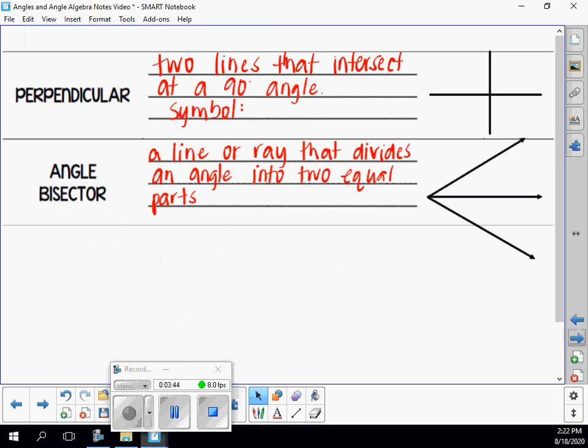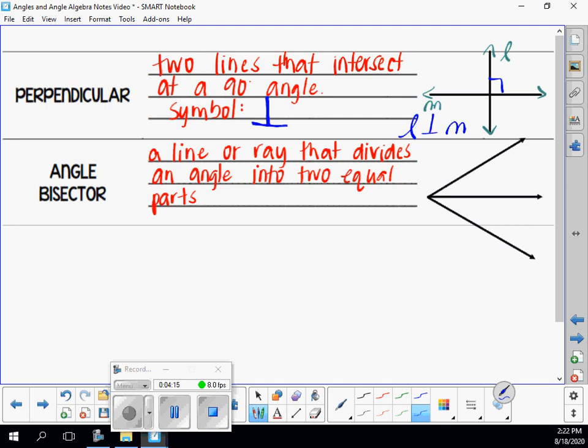Perpendicular. 2 lines that intersect at a 90-degree angle. So if we notice here, we have our 2 lines. Let's say it's lines L and M. There's going to be a right angle there. That means they're perpendicular. And there's a symbol for that. The symbol is this upside down capital T. So if I wanted to tell you that these lines are perpendicular, I would say L is perpendicular to M. And again, we don't always have to use lowercase cursive letters, but sometimes that's what's easier.